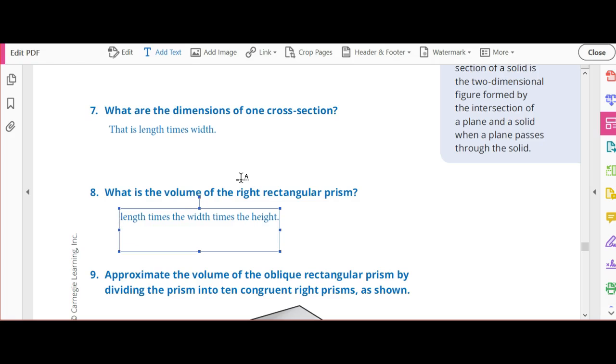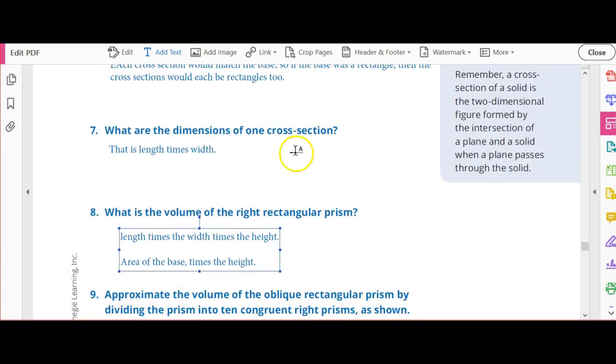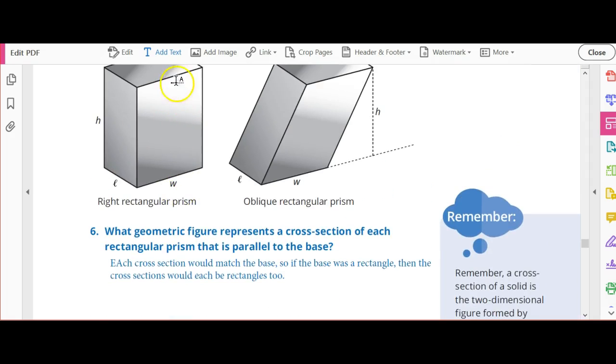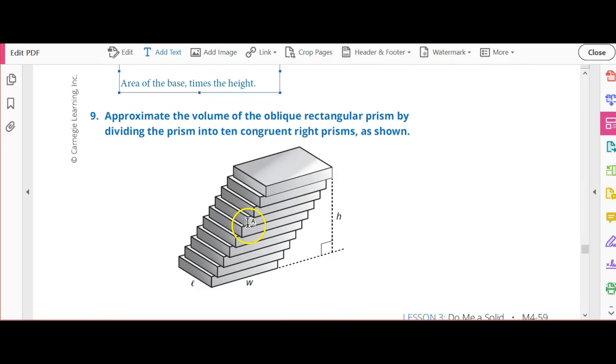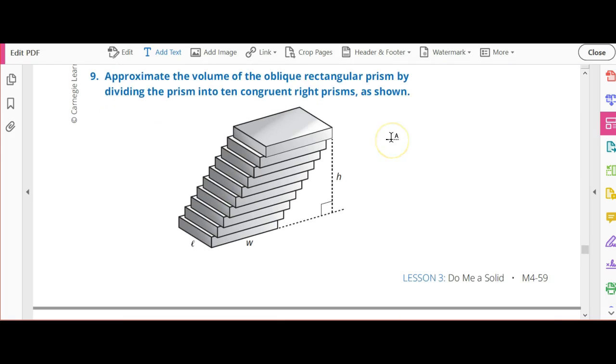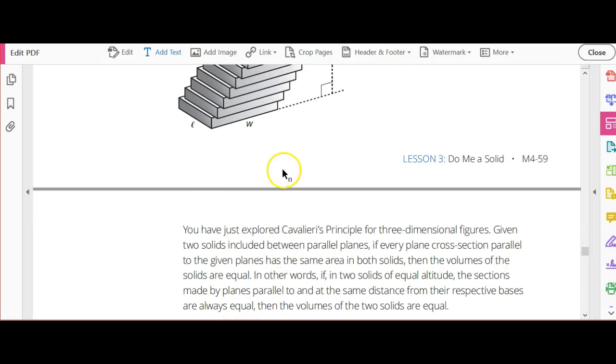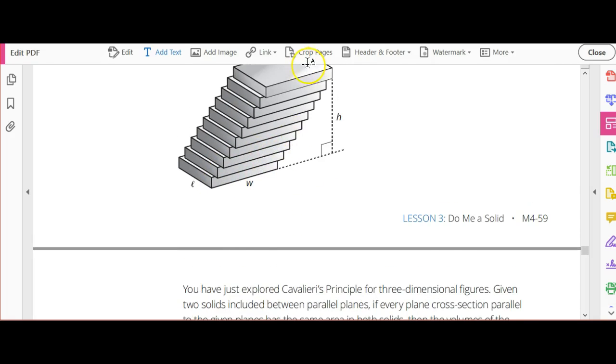Another way to say that is the area of the base times the height. Find the area of that base and just multiply by the height, and that's our volume, right? It says approximate the volume of the oblique rectangular prism by dividing the prism into 10 congruent right prisms as shown. This is what Cavaliere said. Let's just slice that prism up into 10 different rectangles, find the area of each one, and then multiply.